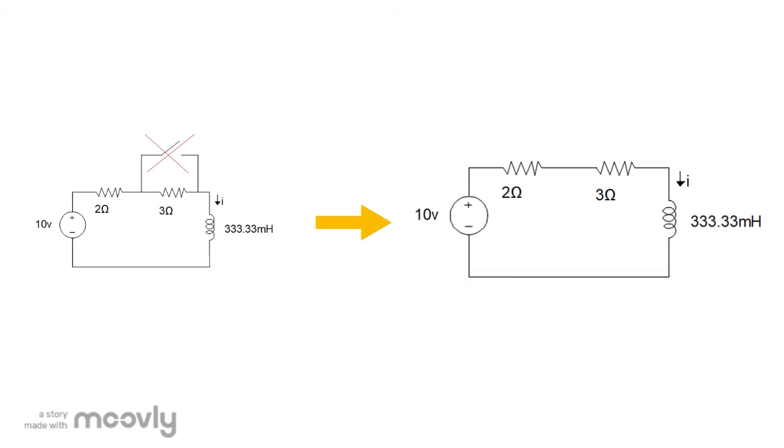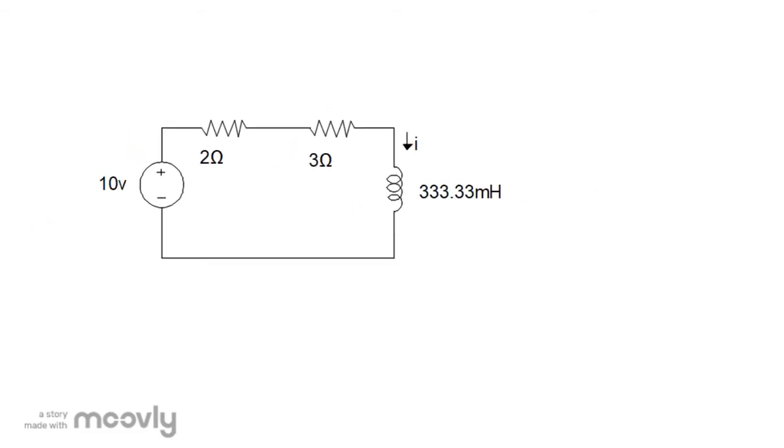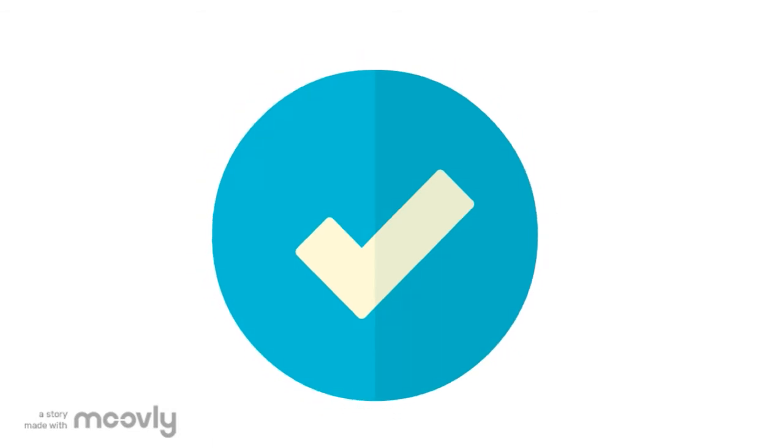Okay, let's simplify and transform the circuit from this to this. Now, the circuit looks simpler, right? Remember, the current in a series circuit is the same, so just use Ohm's law to find the infinity current. Now, we have got the infinity current's value. We will proceed to the next step.